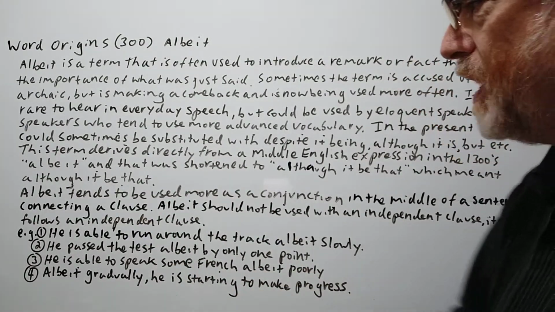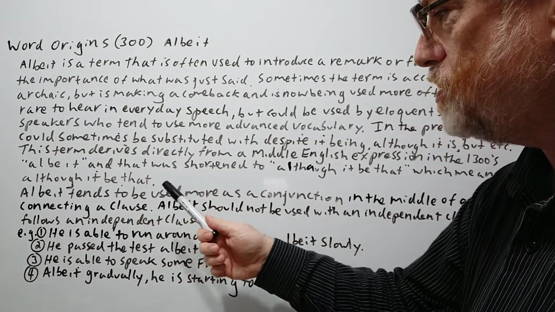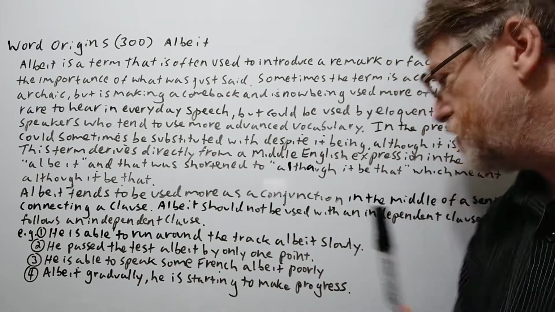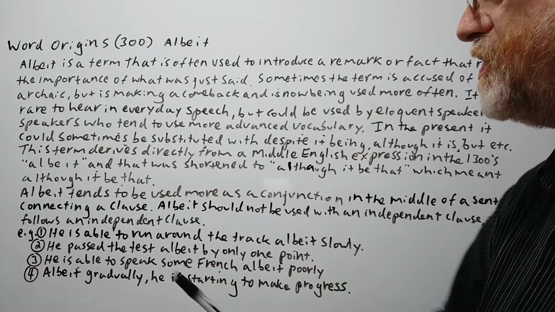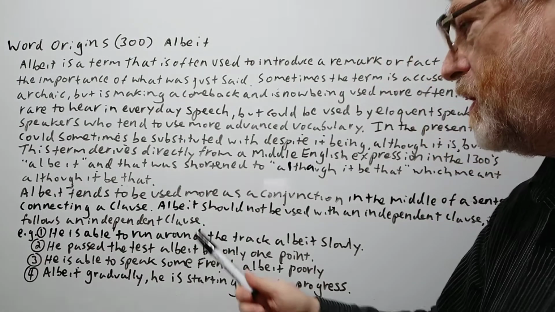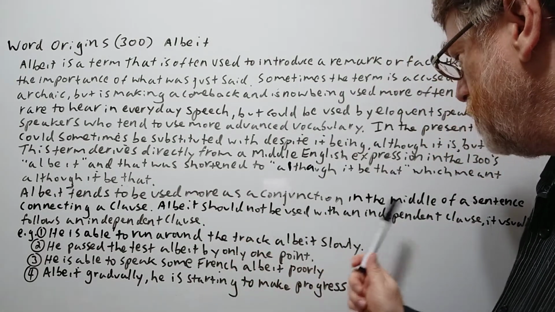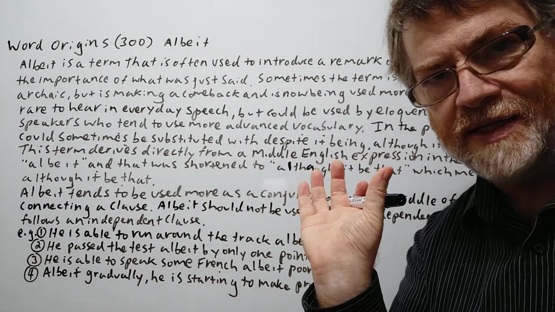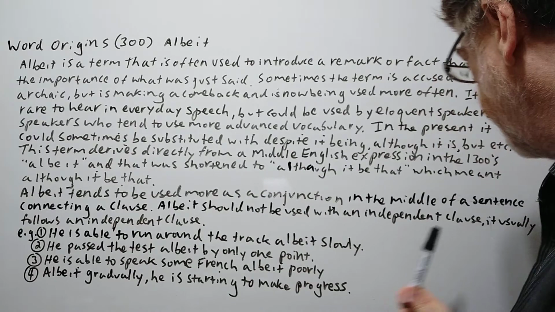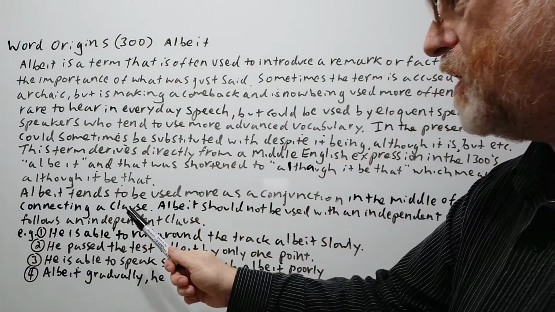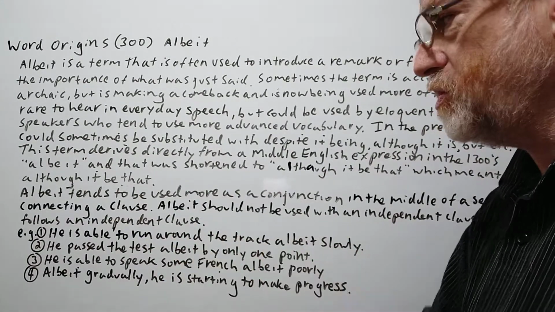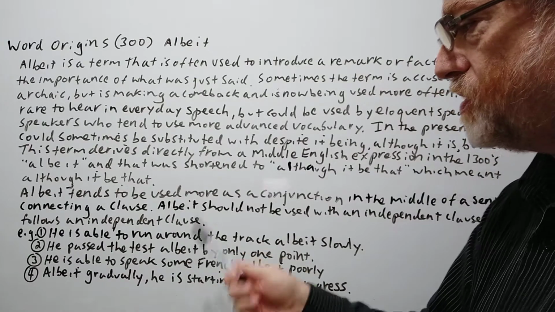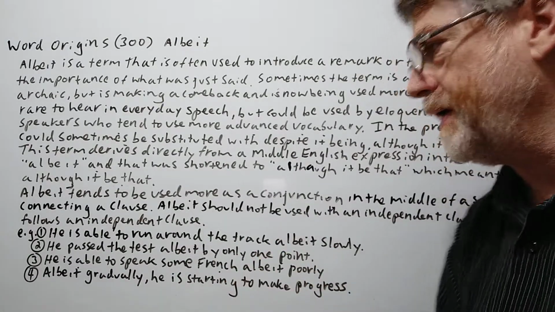All right, let's continue. Albeit tends to be used more as a conjunction in the middle of a sentence connecting a clause. Albeit should not be used with an independent clause. Well, independent means that it's a sentence that could stand by itself. It usually follows an independent clause, so it usually comes after.